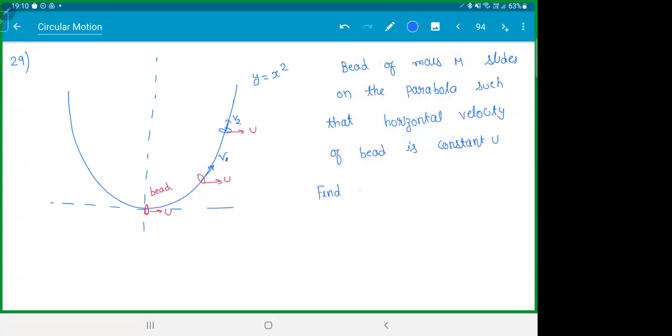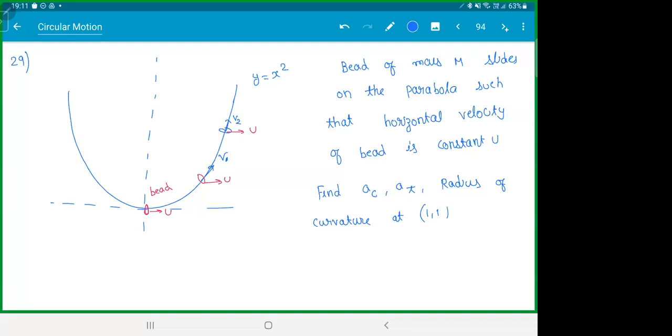Find the centripetal, the tangential, and the radius of curvature at 1, 1. Let's get this. That means there are some external forces on the system which are making this happen. It can't go on its own. You can't have a constant velocity on its own, so someone is driving it. We don't know who that is. What are the forces? No idea. Only information you have is the horizontal velocity is constant u, and the equation of the parabola is y is equal to x square.